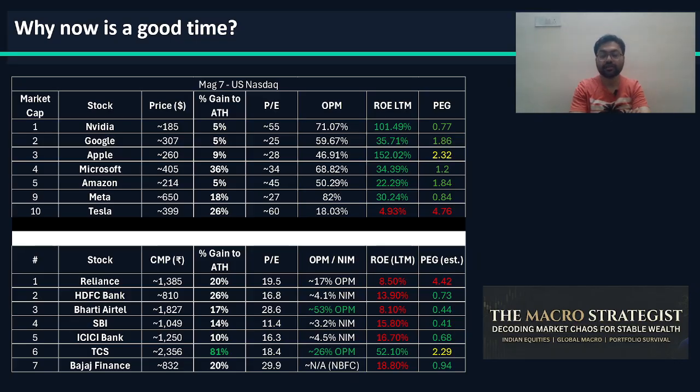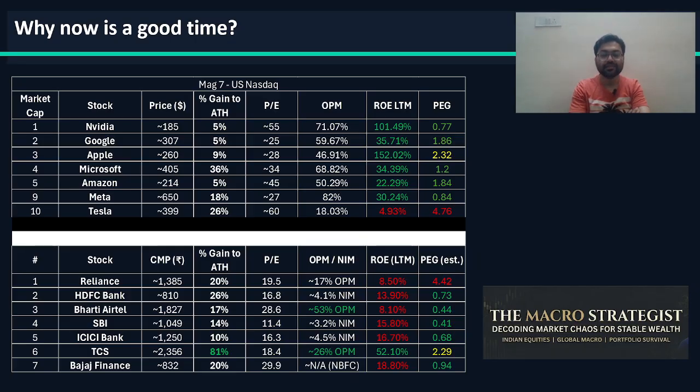However, a 40, 50, 60% margin offers you a good cushion, which means they have such a big competitive advantage that macro or micro, they are bulletproof against those. Now let's look at the return on equity. Most of the Indian stocks are in red, barring one, which is TCS. And in the US, all the six companies are in green, barring one, which is Tesla.